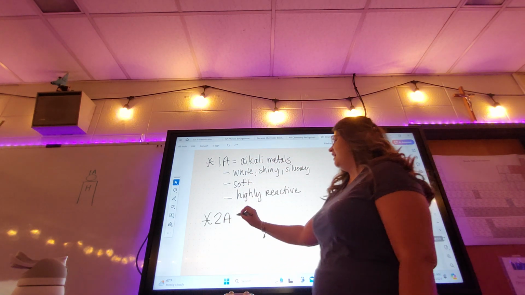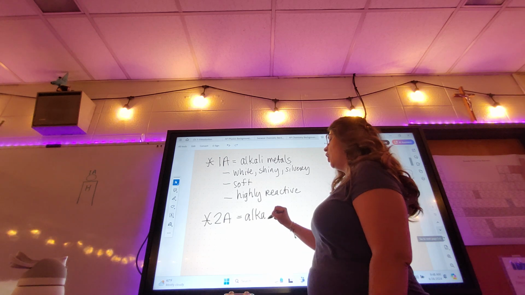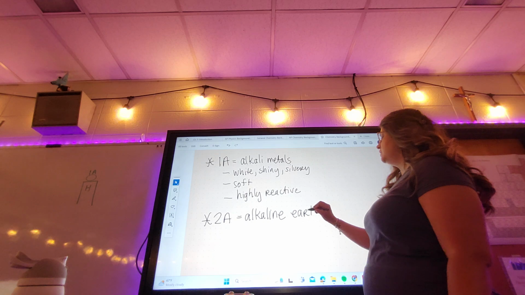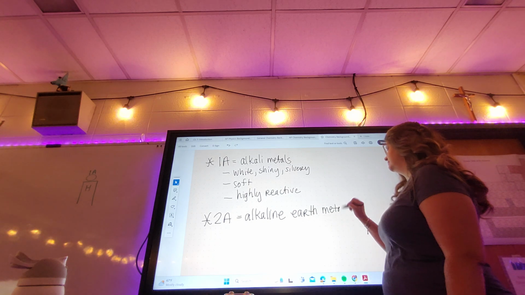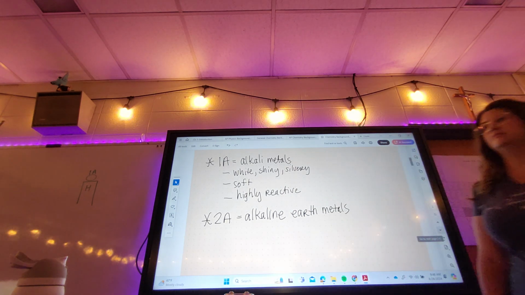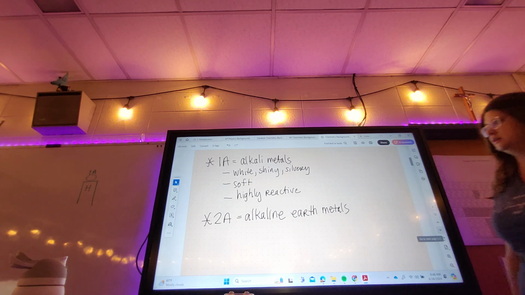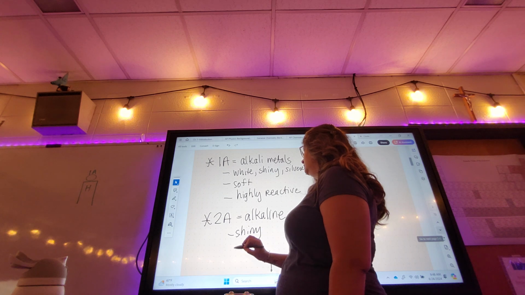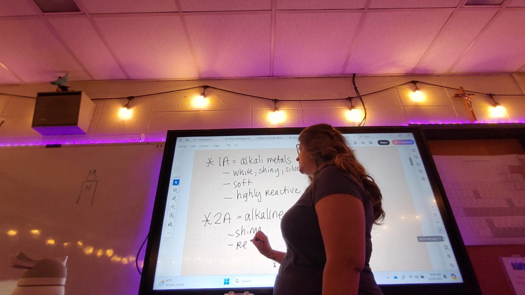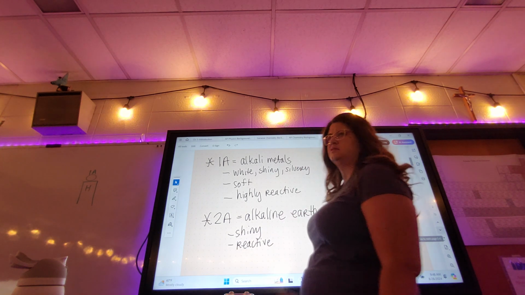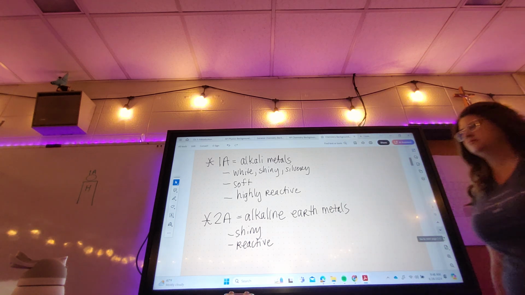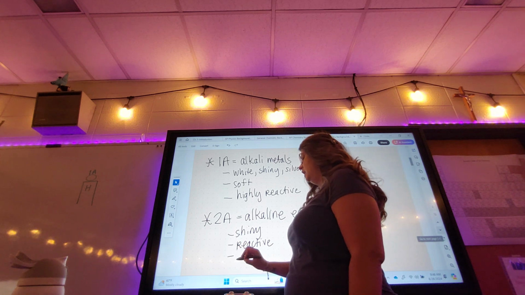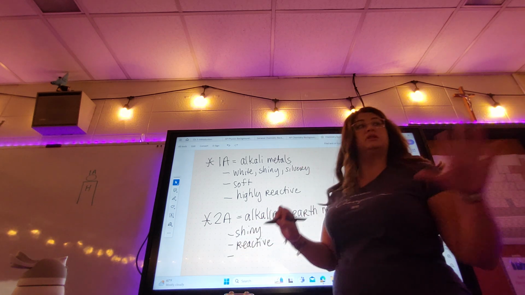Group 2A are the alkaline, so almost like alkali, but not. They are the alkaline earth metals. They are also shiny. They are reactive, but not as reactive as the 1A. But the interesting thing about the group 2A elements is that they are all naturally occurring.